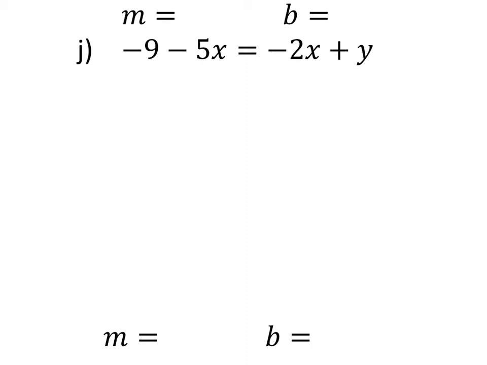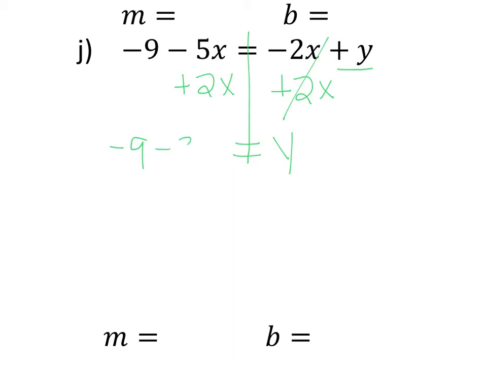Letter J. We have a lot of stuff going on. My y is on the right-hand side of this equation, so I'm going to try and remove everything else from the y. I need to take care of this -2x, and I'm going to do that by adding 2x to both sides. So those cancel, and I'm left with y alone on the right. And then I have -9, and then -5x plus 2x is -3x.